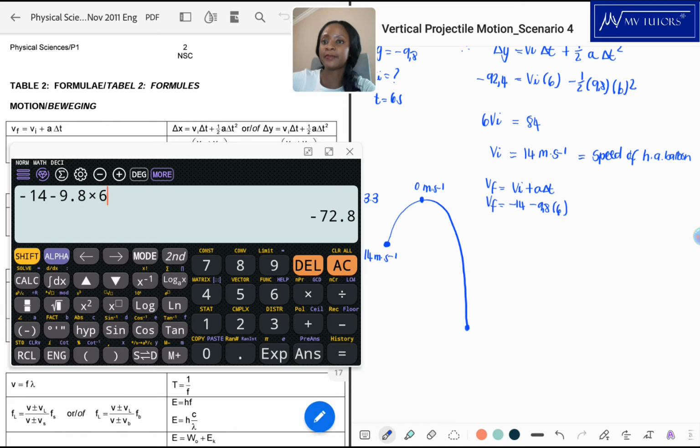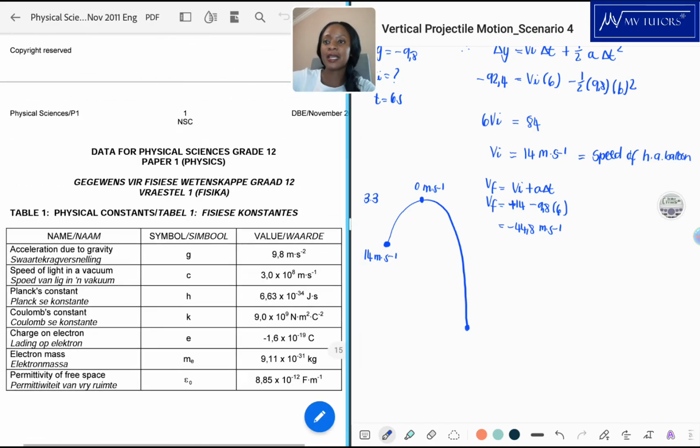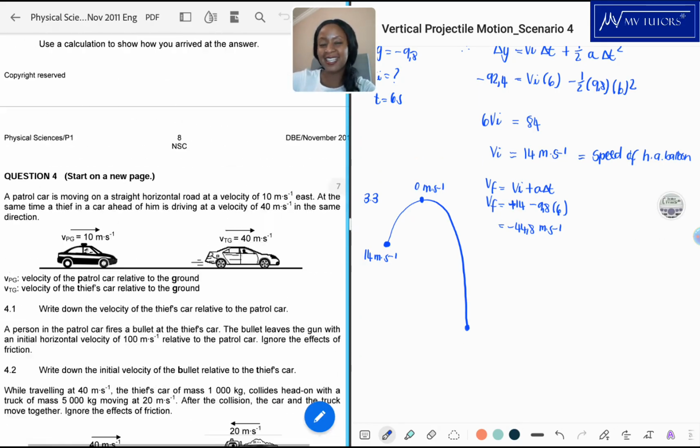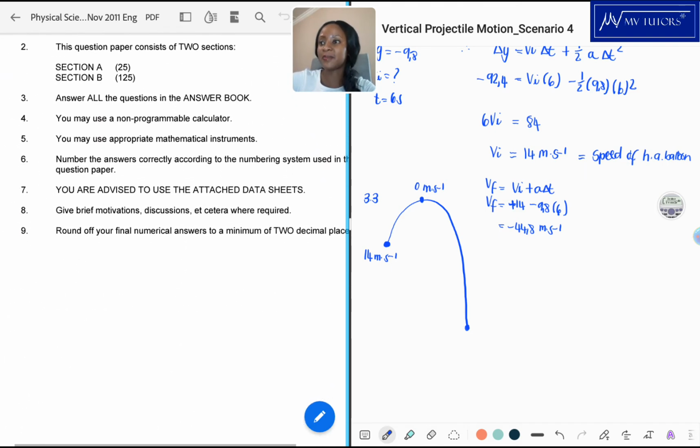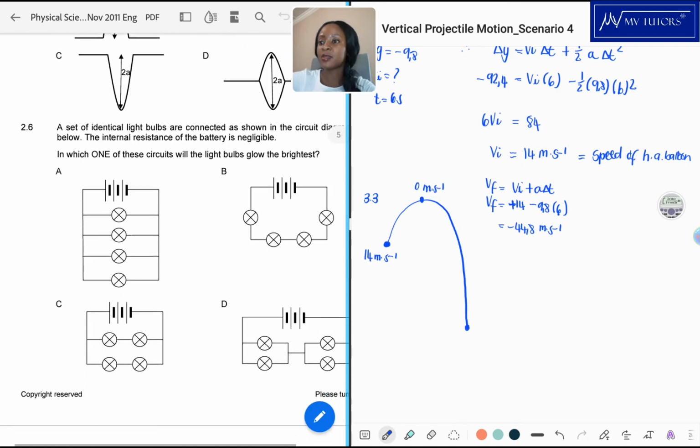Something's not right here. Up is positive, my goodness. So yes, my initial velocity is going up, so it is positive 14. At the end, my final velocity is negative 44,8 meters per second. They didn't ask for this. Like I said, this is just for interest's sake, seeing that we have a little bit of time. Why not?